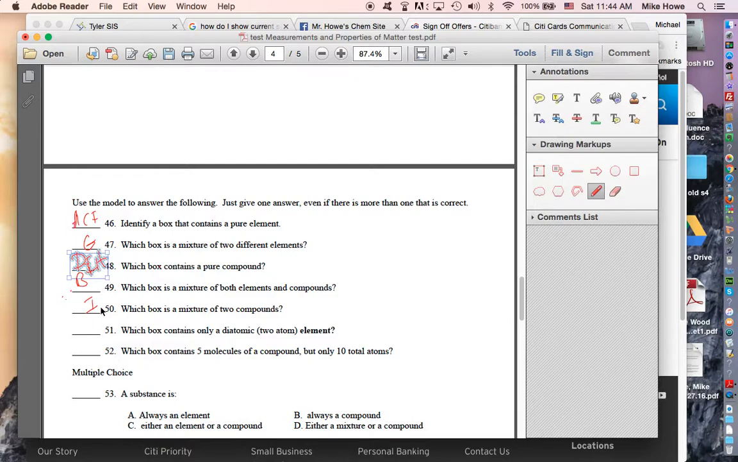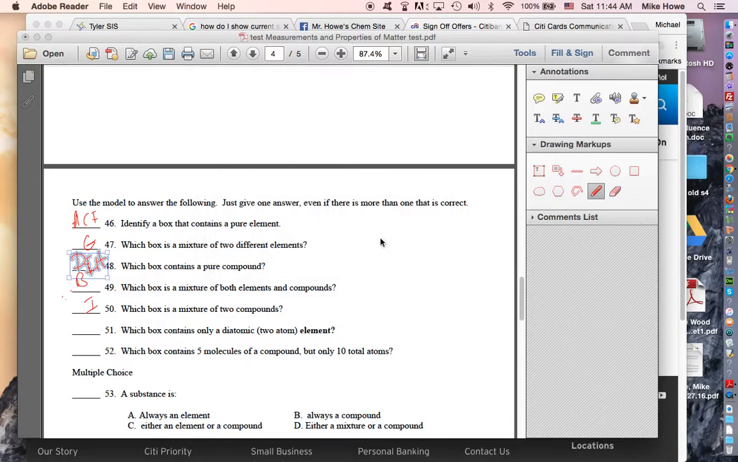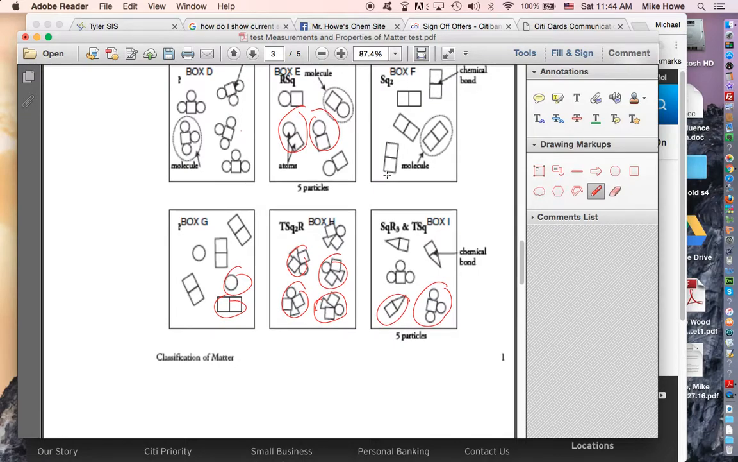Now I got my computer confused trying to do that. So the next question, which box contains a diatomic, that's a two-atom element? That would have to be two atoms that are just alike. So the two that are just alike was box F. And you can see it up here. There's box F, diatomic, two just alike.